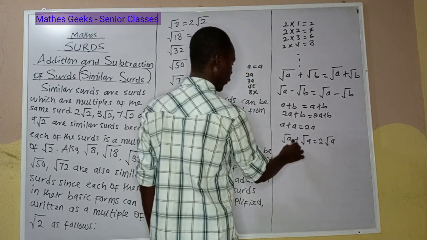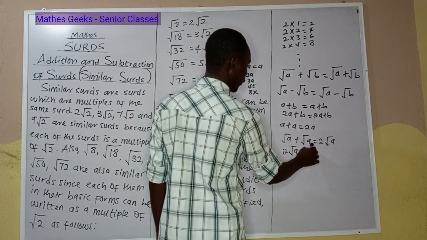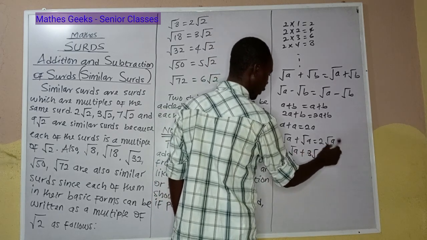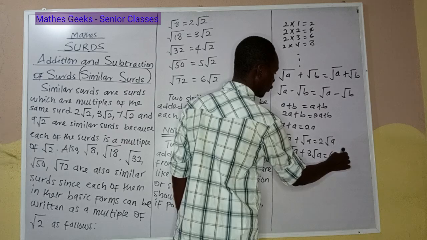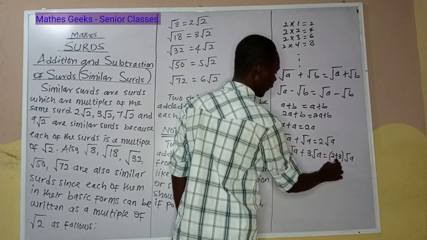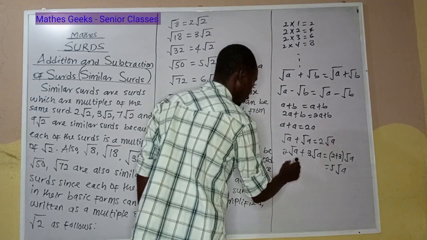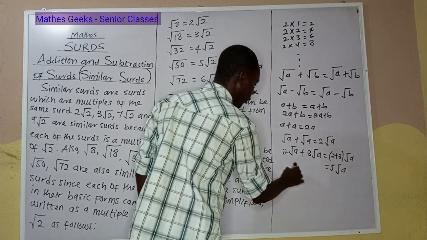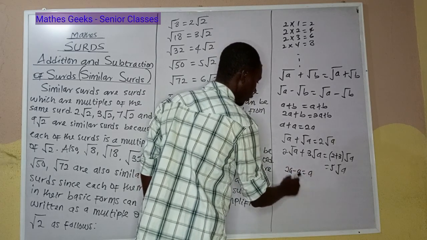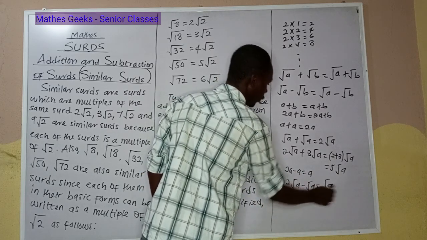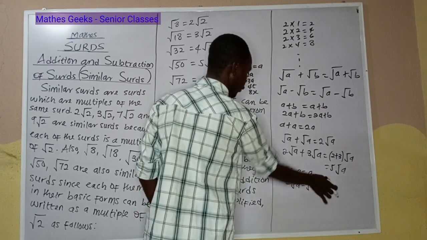So if here were 2 root A plus 3 root A, then this will become 2 root A plus 3 root A. This will give us 2 plus 3 root A, and that will give us 5 root A. Similarly, if it were subtraction, just as we have 2A minus A to give us A, so 2 root A minus root A will give us root A. That's 2 minus 1, then root A.